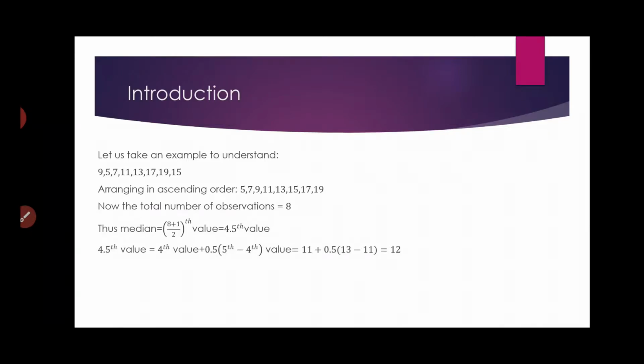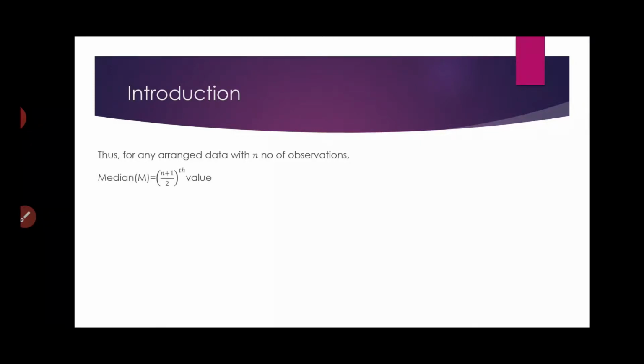Given this, let me define a few other formulas which are pretty obvious. For any arranged set of data with n number of data, whether even or odd, the median is given by the (n plus 1) by 2th value. The lower quartile, which is Q1, is given by the (n plus 1) by 4th value. The upper quartile is given by 3 into (n plus 1) by 4th value.